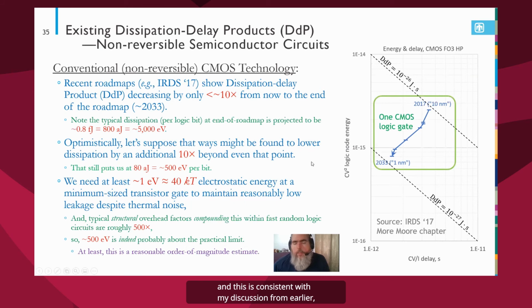And this is consistent with my discussion from earlier. Even if you assume you can get a little ways beyond this, you're still at a level of about 500 eV per bit. And that's consistent with saying that you need about a 1 eV energy on the gate electrode itself, if you account for typical overhead factors. And so maybe one order of magnitude beyond this point is probably the ultimate limit for CMOS, even if it's refined dramatically.